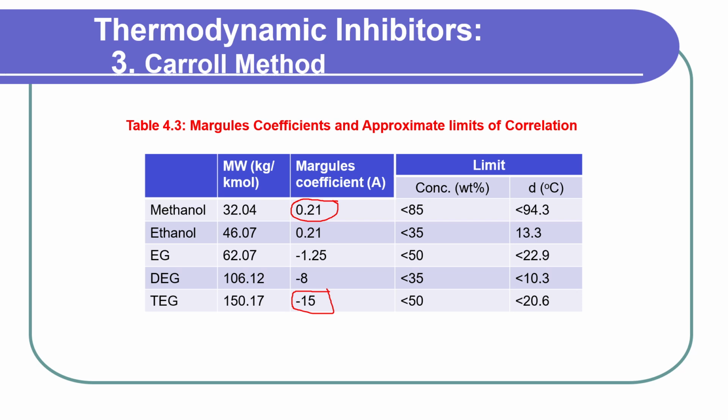So if you are dealing with a concentration of methanol less than 85, we're going to assume that the Margell coefficient will be approximately 0.21. And if you are dealing with a concentration less than 50% for triethylene glycol, you're going to use the Margell coefficient of -15. And as a result, the decrease in temperature will be less than, for example, 94 for the methanol, and less than 20.6 for the case of the triethylene glycol.